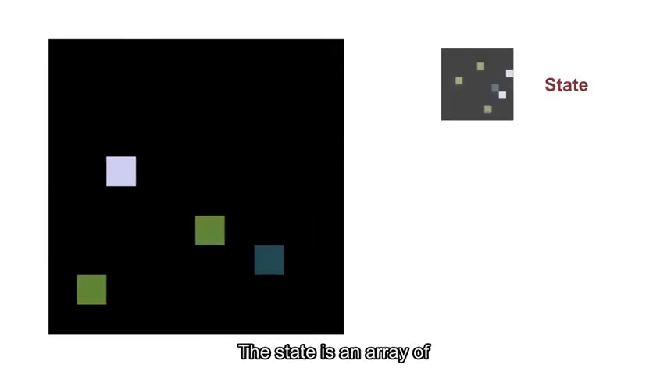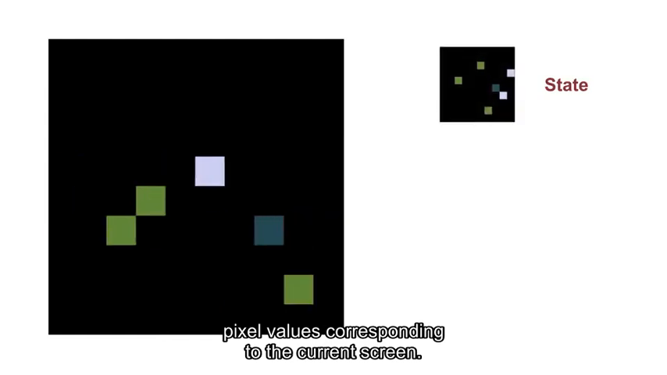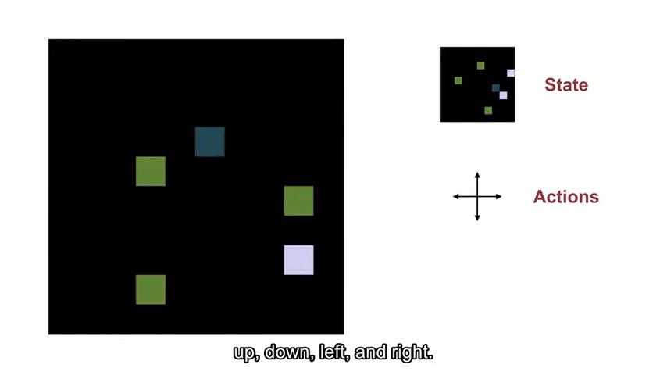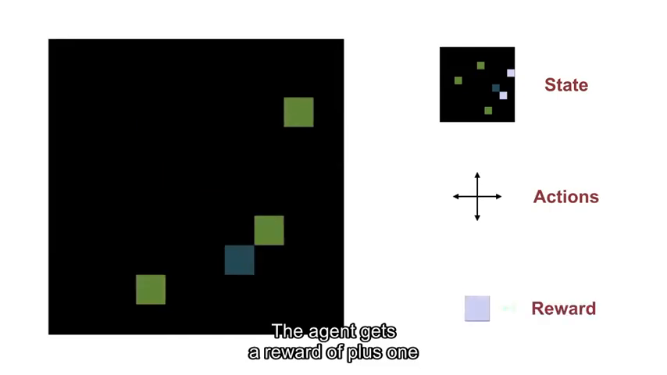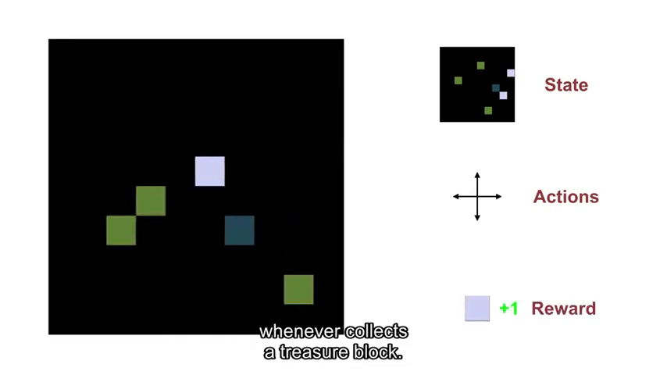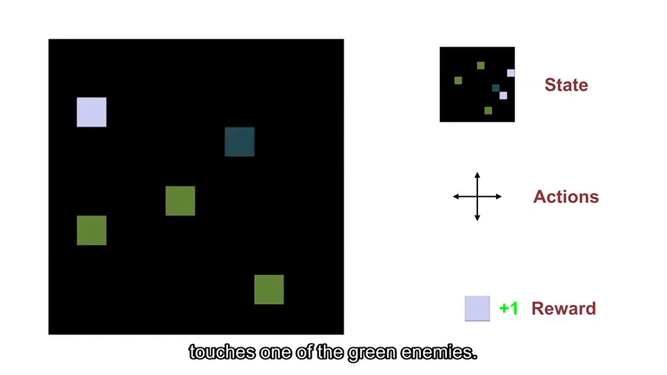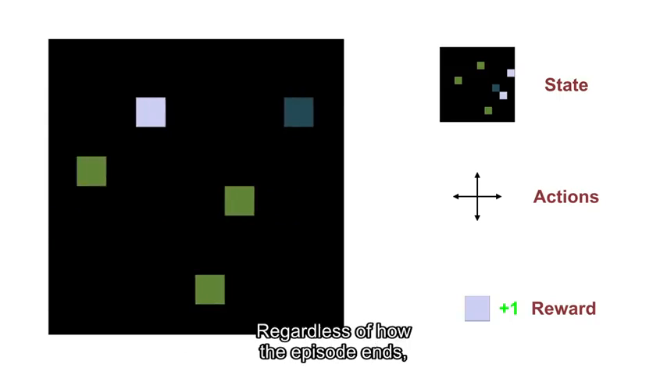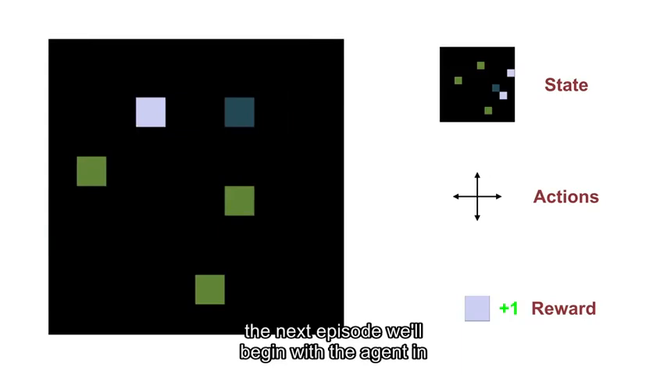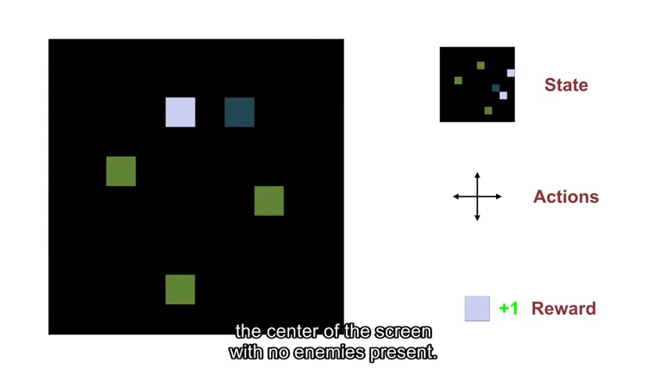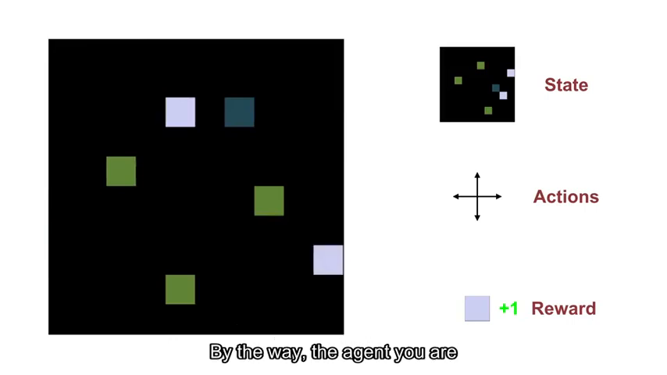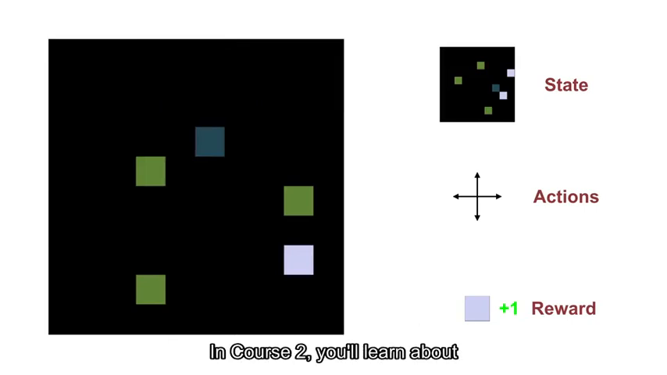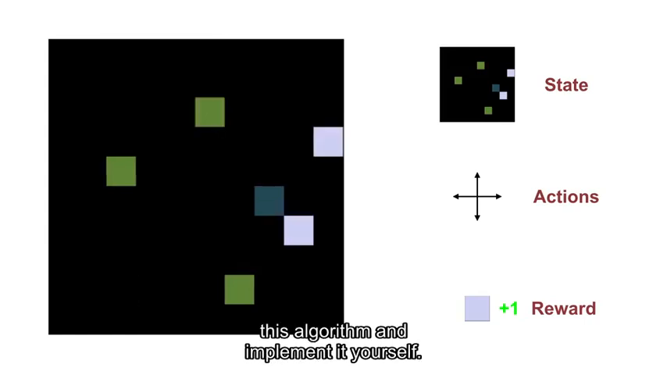The state is an array of pixel values corresponding to the current screen. There are 4 actions: up, down, left, and right. The agent gets a reward of +1 whenever it collects a treasure block. And an episode ends when the agent touches one of the green enemies. Regardless of how the episode ends, the next episode will begin with the agent in the center of the screen with no enemies present. By the way, the agent you are currently watching was trained with Q-learning. It's pretty good at this game, isn't it? In Course 2, you'll learn about this algorithm and implement it yourself.